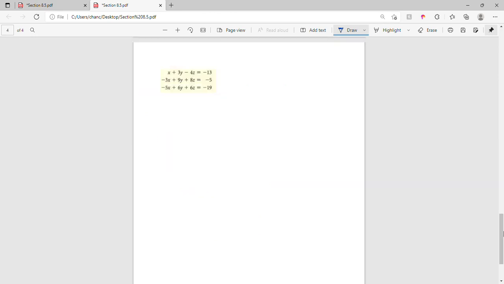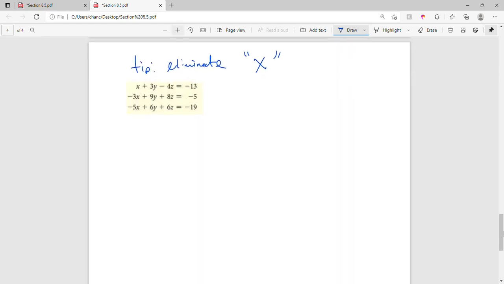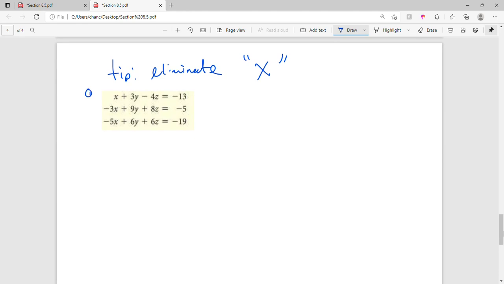Let's try the problem again. And again, the tip is to eliminate one of the variables completely. So in this case, I'm going to eliminate x because that looks like the easiest variable to eliminate. So let's give it a try. We'll start by labeling equation 1, equation 2, and equation 3.